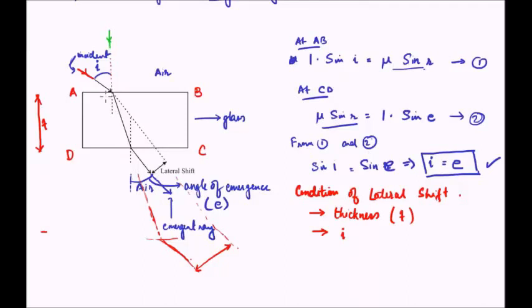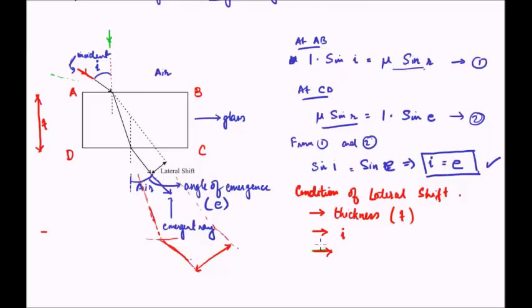What else? The second factor is at how much angle of incidence the light has struck the first surface. Suppose that the ray of light came straight like this. Okay, let's take a different color. And let's suppose it struck directly. And then here there would have been no refraction. The light would have just passed through. And then the lateral shift would have been exactly 0.